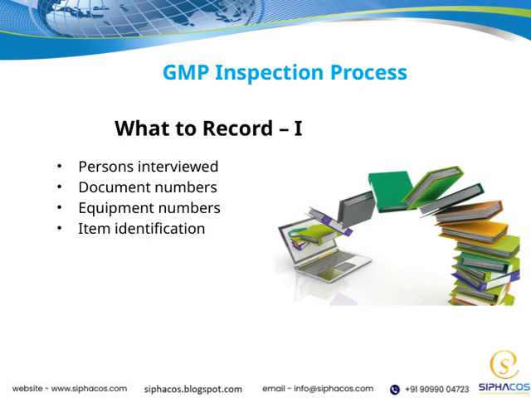Now, let's talk about what you should actually record during your GMP inspection. First, it's essential to document who you interview, so make sure to note down the persons involved. Next, keep track of document numbers related to the process or procedures you're reviewing, as this helps ensure traceability. Recording equipment numbers is also crucial, especially when assessing machinery or tools used in production. Additionally, item identification is important so you can clearly specify what specific products or components you're inspecting.